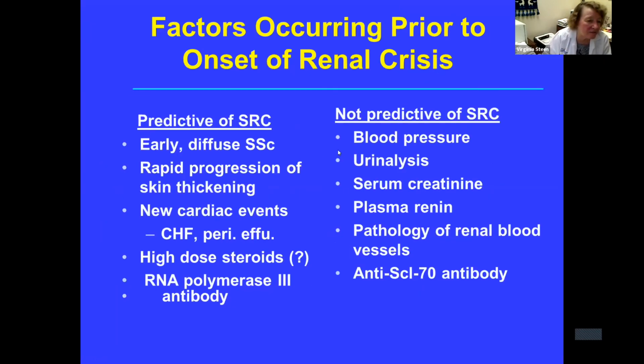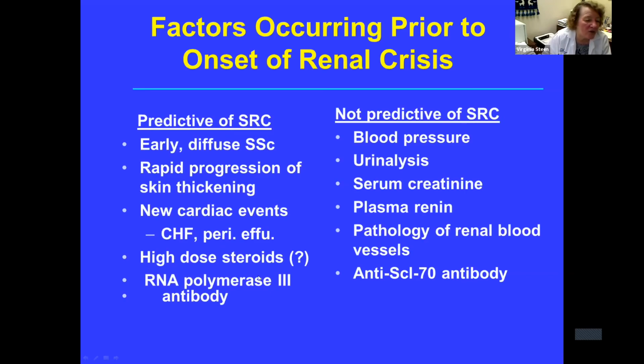Again, the predictive factors are early diffuse scleroderma, rapidly progressive skin involvement, and pericardial effusions. And when I first did this study years ago, before we knew that we had this RNA polymerase III antibody, and later when that was discovered, this was the reason why they had early rapidly progressive skin involvement.